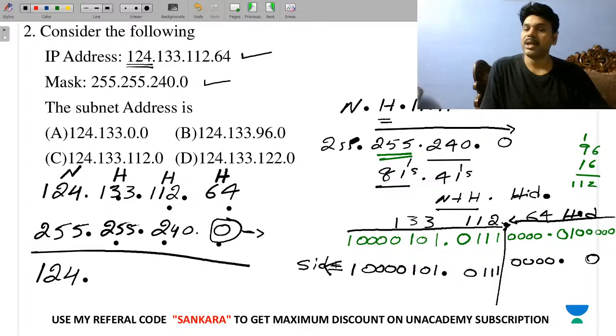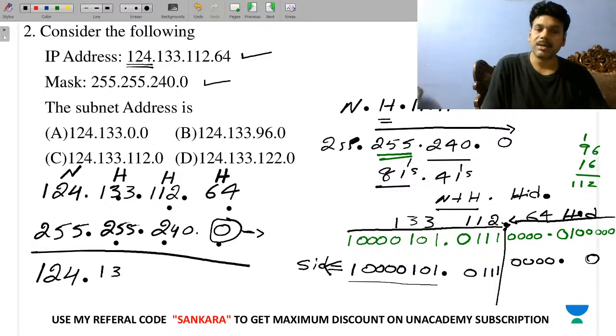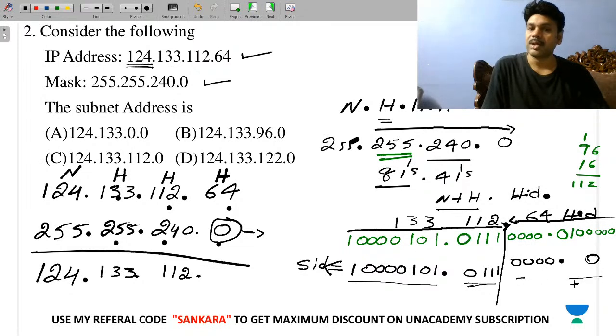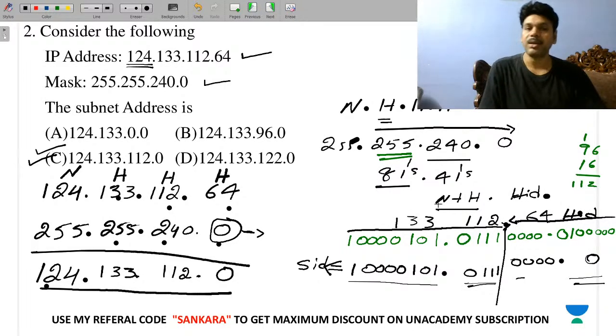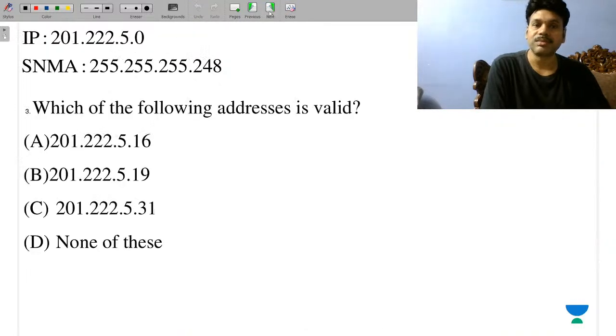So what is the subnet ID now? It is as it is written, that is nothing but 133, and this is 112, and this octet is completely 0. This is your subnet ID, my dear friends. So I can write the answer as C in this. Okay. So slowly you're going to get it, don't worry. Let us go to the next question.